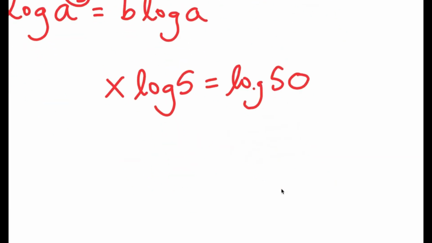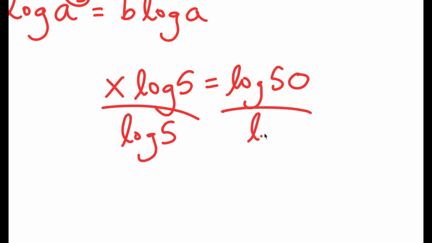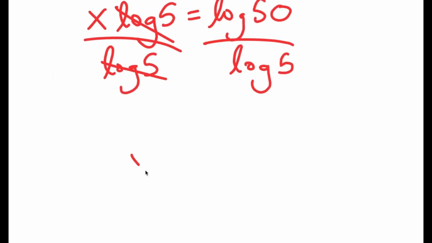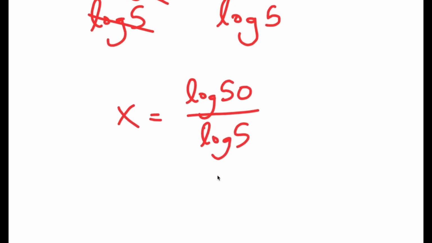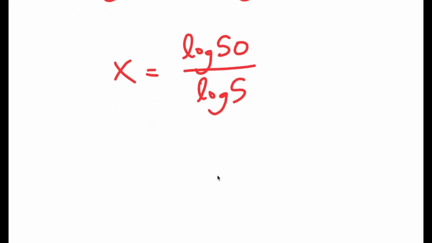And now remember, we want to find the value of x, so all we have to do to do that is to get rid of this log 5 by dividing both sides by log 5. So now these two cancel out, and I get x is equal to log 50 over log 5. And now let's simplify this a little to get the exact decimal value.